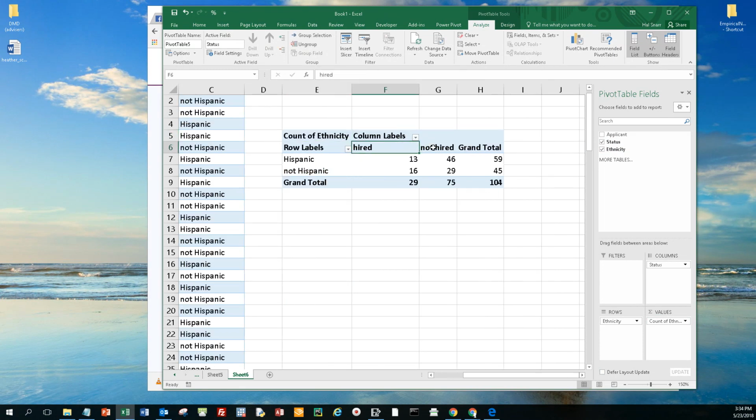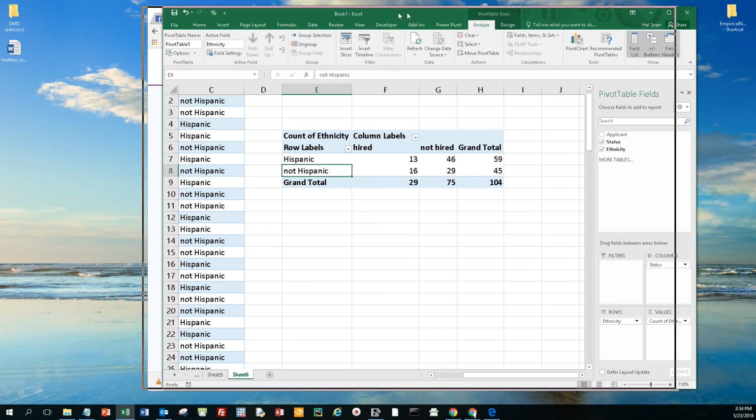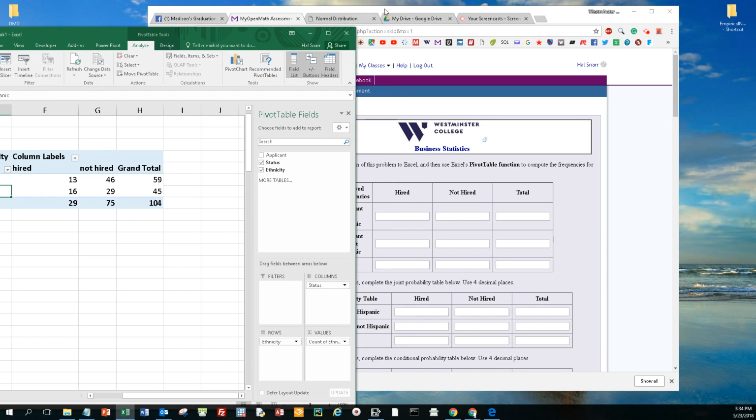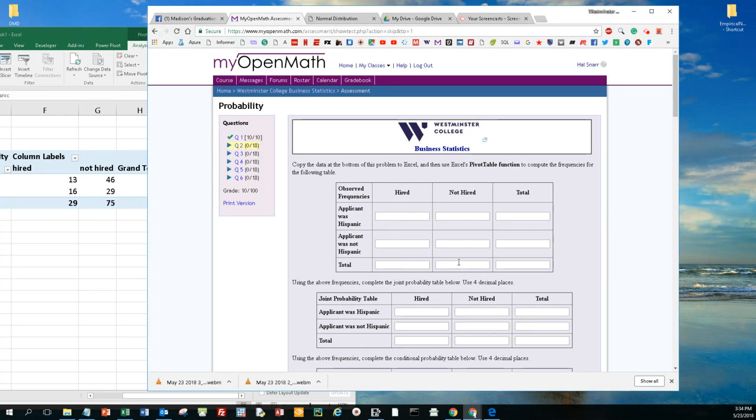Okay, so I've got hired, not hired, Hispanic, not Hispanic. And so now I can use this information to fill out my table. So I've got 13 people who are hired and Hispanic. I've got 16 people who are hired and not Hispanic. 46 people not hired and Hispanic. 29 people not hired and not Hispanic.